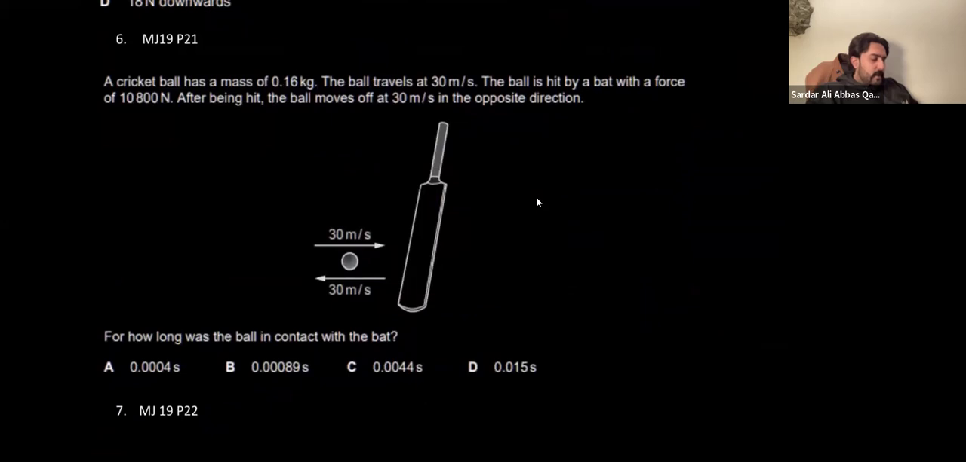Question number 6. A cricket ball has a mass of 0.16 kilograms. The ball travels at 30 meters per second. The ball is hit by a bat with a force of 10,800 Newton. After being hit, the ball moves off at a speed of 30 meters per second in the opposite direction.